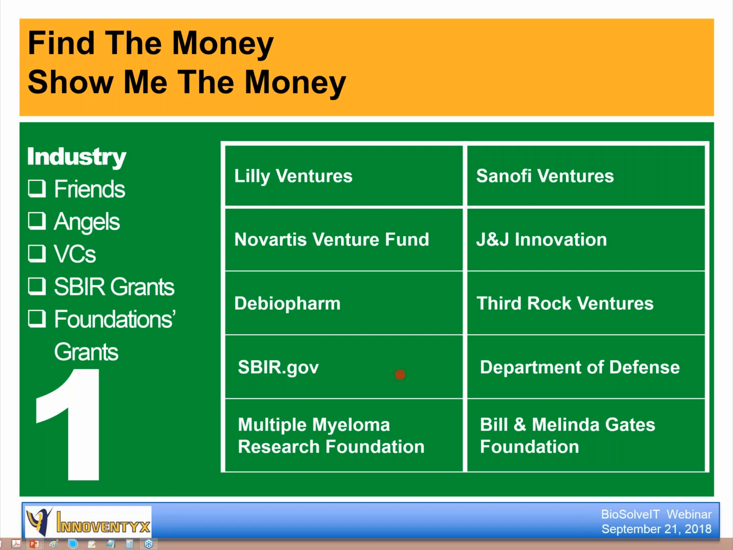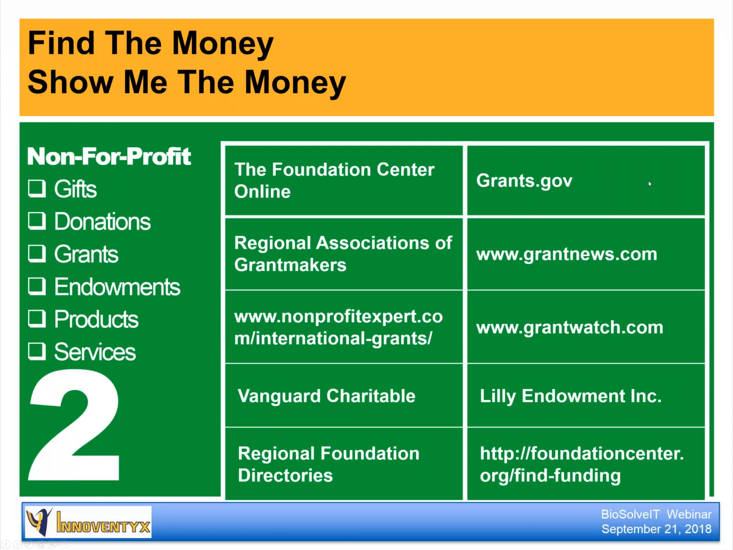Government, if you're in industry, sbir.gov is a very good source to go and get funding by submitting ideas. Department of Defense, if your particular application can be used there, and foundations, the Bill and Melinda Gates Foundation, multiple myeloma. If you're in cancer, that's one example of the type of foundations that you can look for funding.